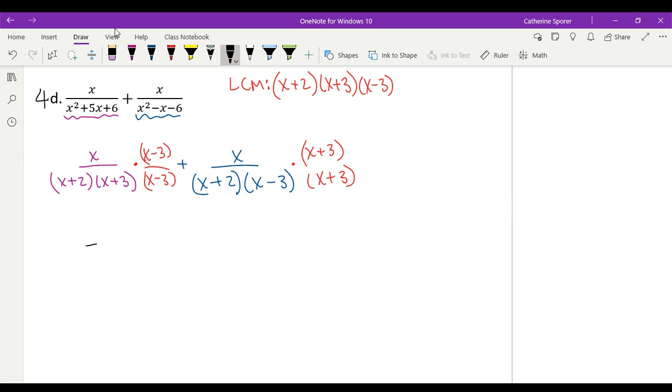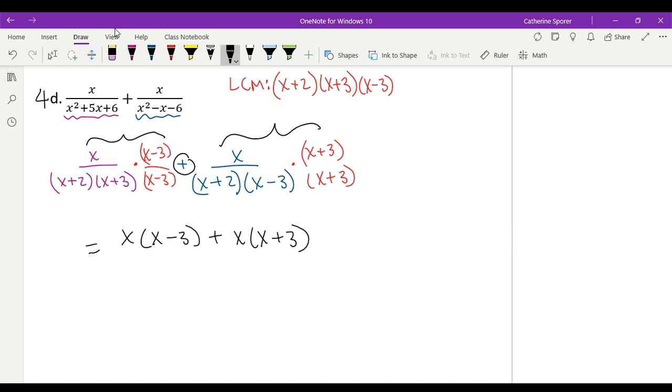So now we can look at the two numerators. X times x minus 3 is this numerator, plus x times x plus 3 is this second numerator over that whole least common denominator. X plus 2, x plus 3, x minus 3.